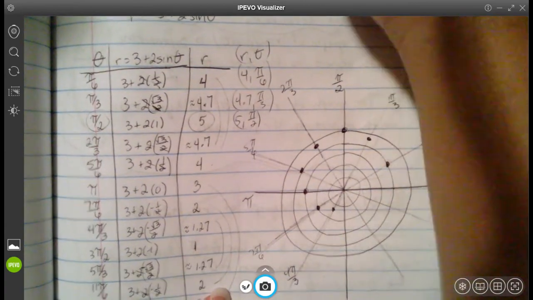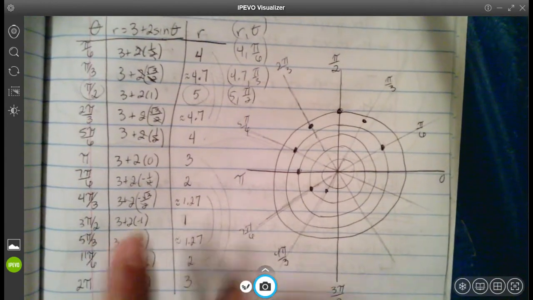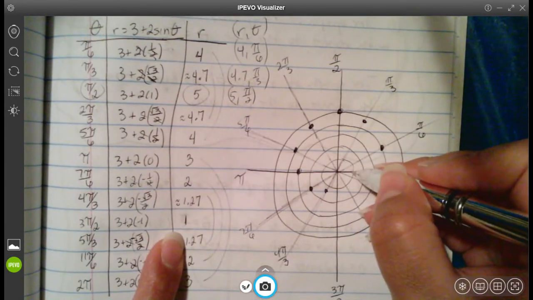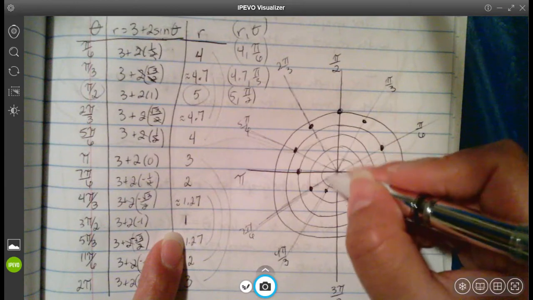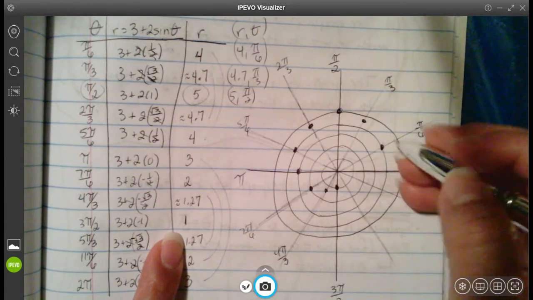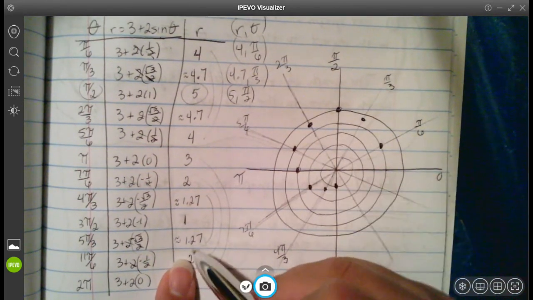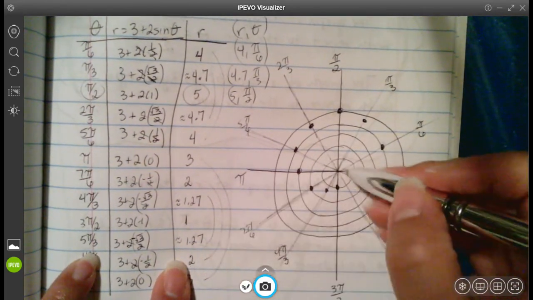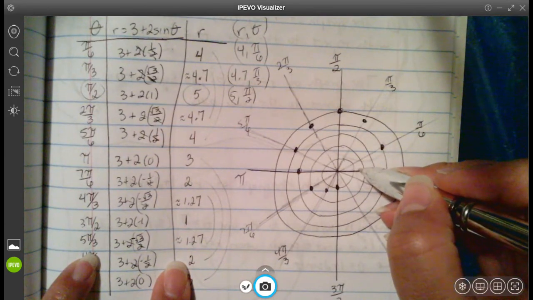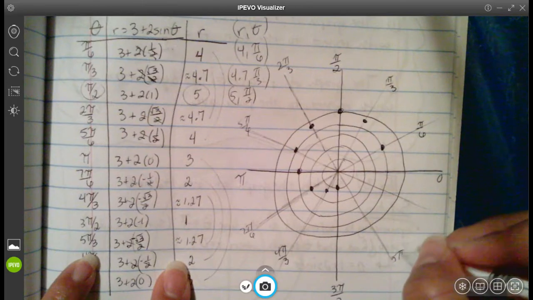Let me move this down just a little bit. Then we have 1, 3 pi halves. So 1 is right here, and we're going to go all the way around to 3 pi over 2, which is right there. So take a look, kind of interesting, yeah? 1.27 again, 5 pi over 3. I want to say that is going to be right here.